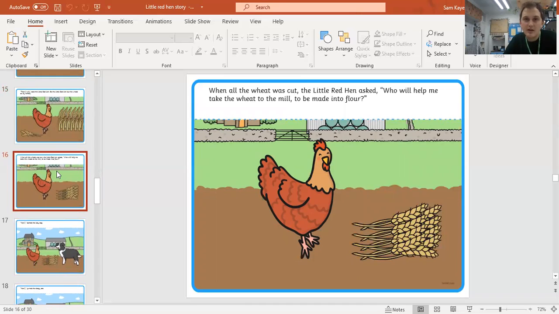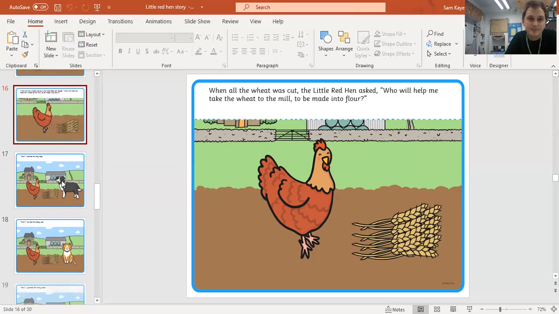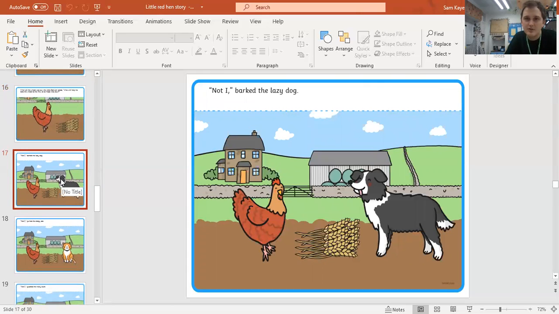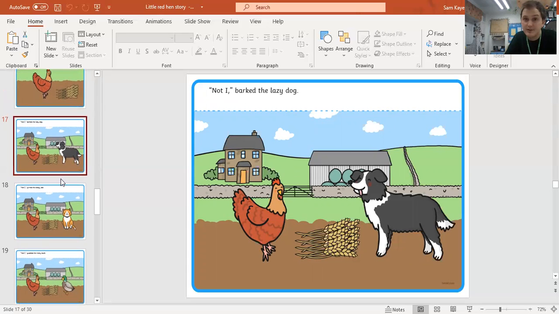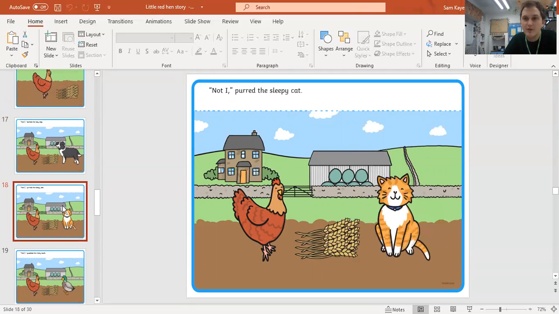When all the wheat was cut, the little red hen asked, "Who will help me take the wheat to the mill to be made into flour?" "Not I," barked the lazy dog. I wonder who's going to come next. "Not I," purred the sleepy cat.